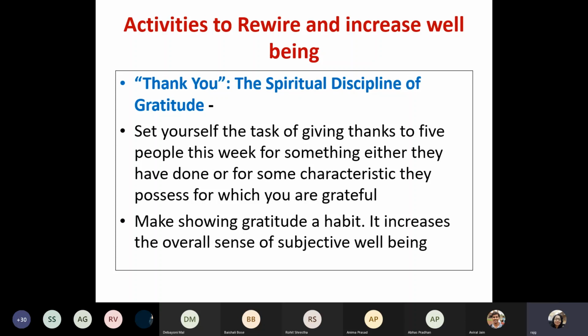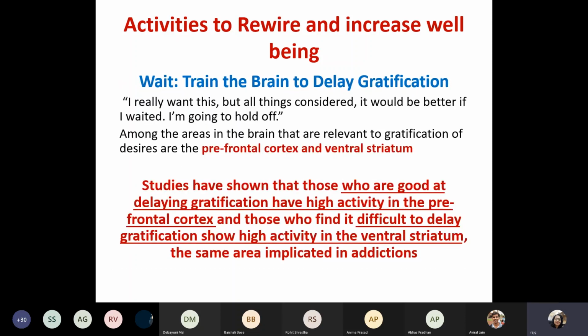So set yourself a task of giving thanks to 5 people this week for something either they have done or some characteristic they possess for which you are grateful, and learn to say thank you. This increases a sense of subjective well-being. So far we were talking about objective parameters. Here we are talking about subjective well-being. This is another way to increase well-being.